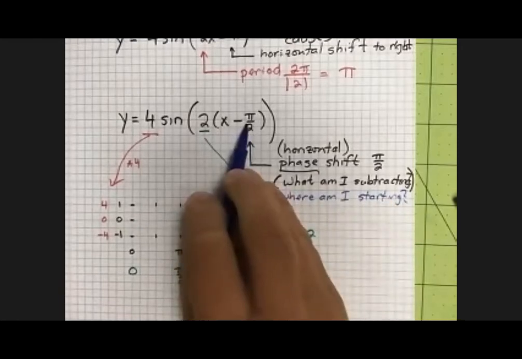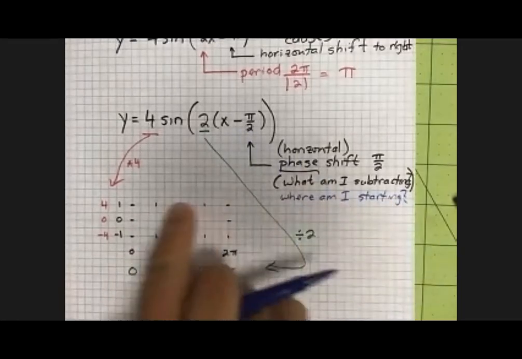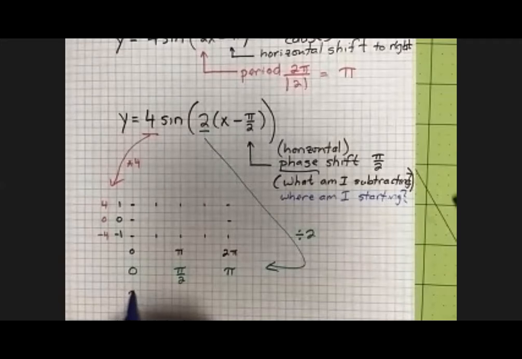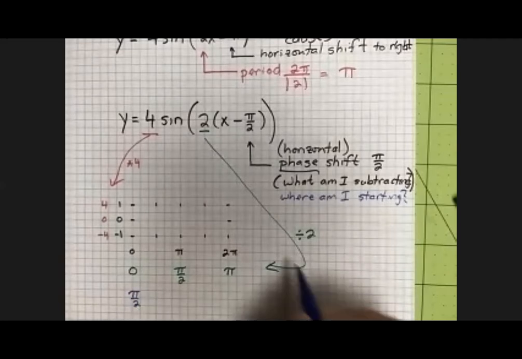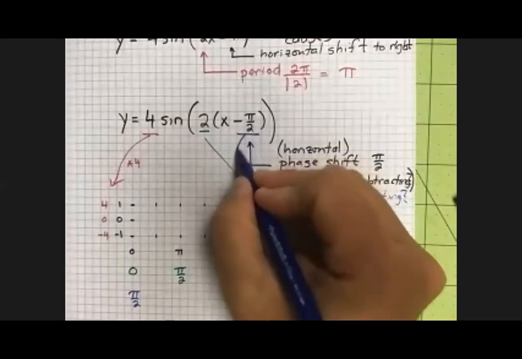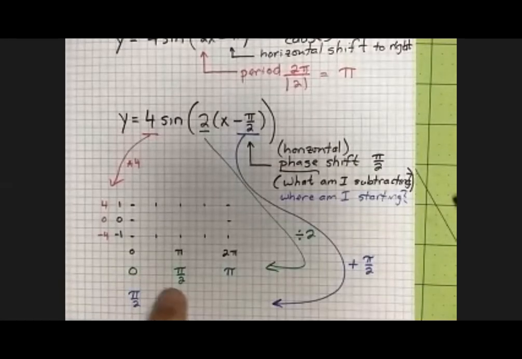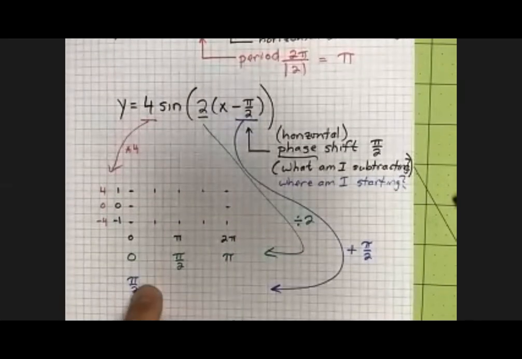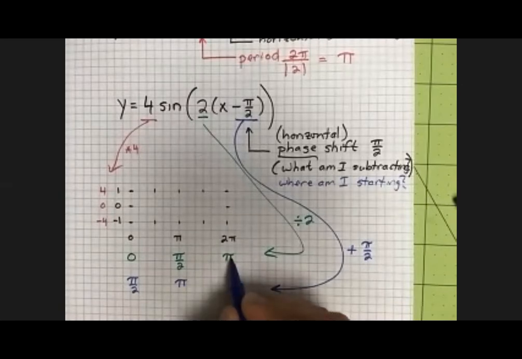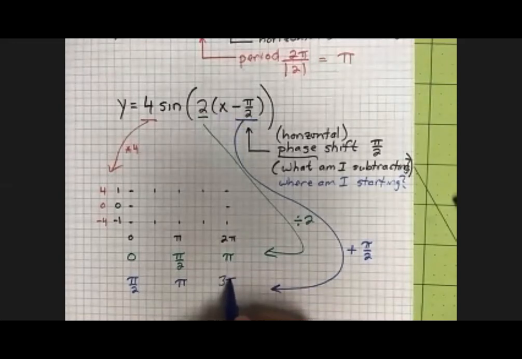I'm subtracting pi over 2, which means I start this box not at 0, but at pi over 2. This pi over 2 here means I add pi over 2 to each one of these things that I just scaled. Pi over 2 plus 0 is pi over 2. Pi over 2 plus pi over 2 is 1 pi. Pi over 2 plus 1 pi is 3 pi over 2.